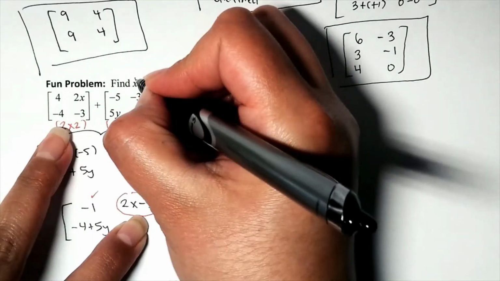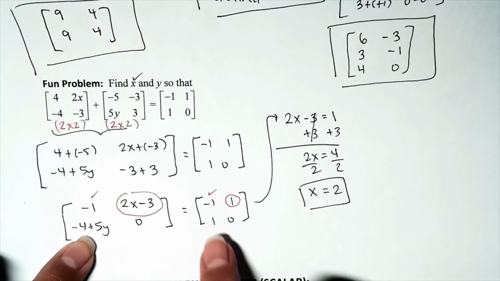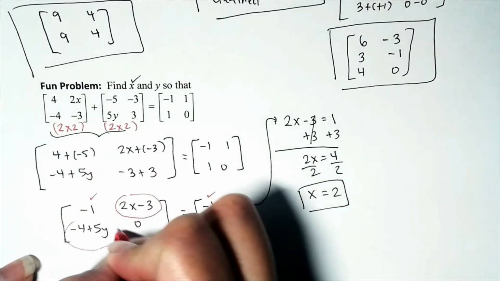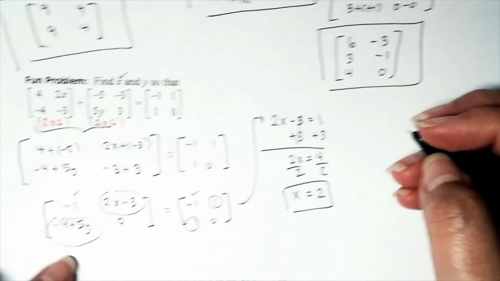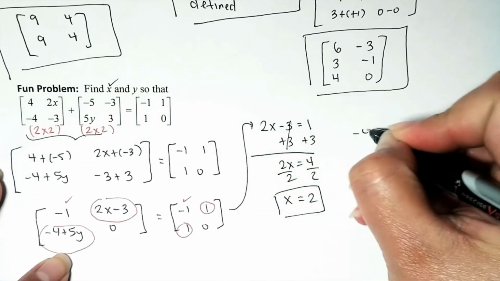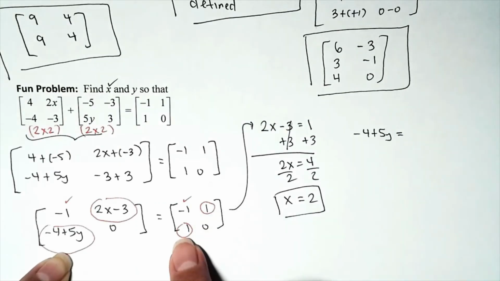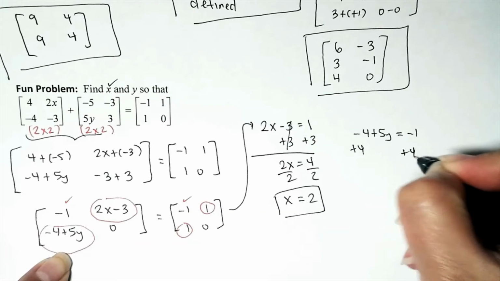So 1 variable down, 1 more to go. The next one, row 2. It's just in the first column, so it's the 2, 1 entry, and that should equal the 2, 1 entry on the matrix at the right. The 2, 1 entry reads -4 plus 5y, and that should equal the 2, 1 entry on the right. Let's just keep our cool and solve it.